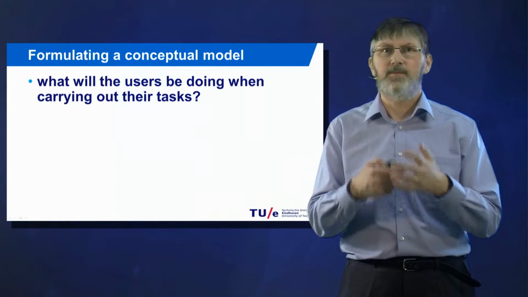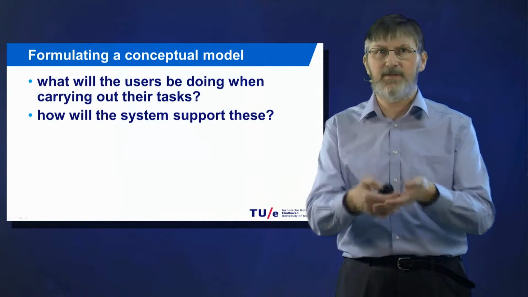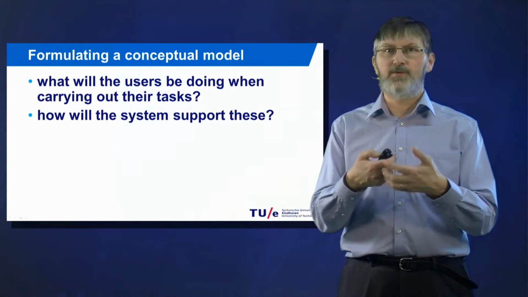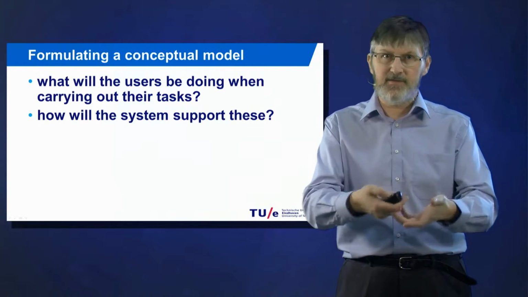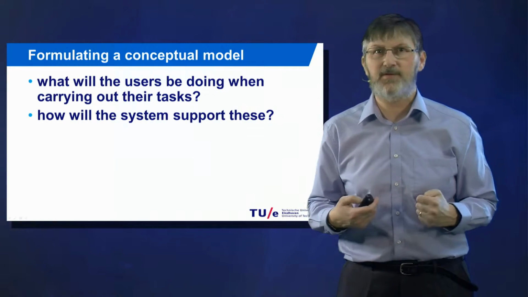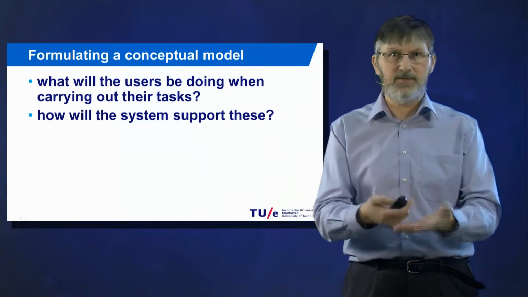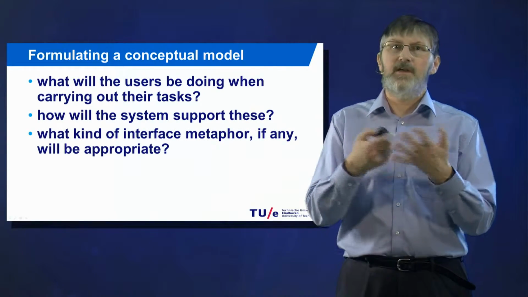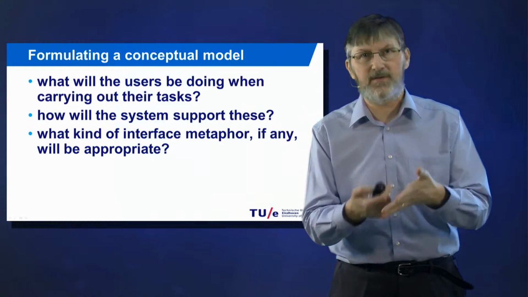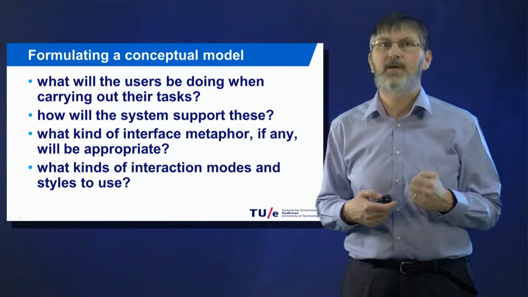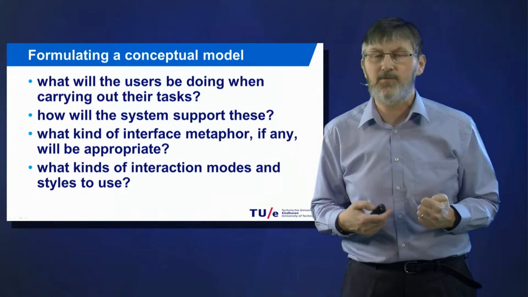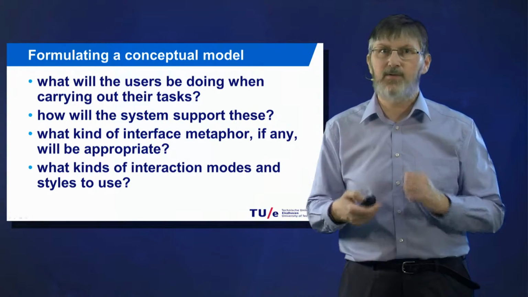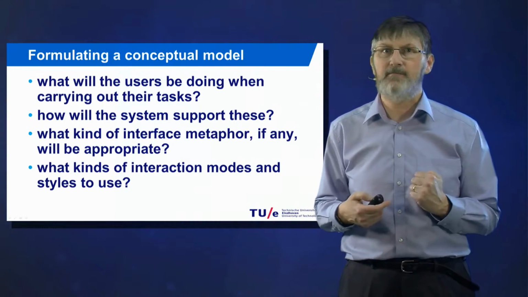What will the users be doing when they carry out their tasks with the interface? How will the system support what they are doing? We should emphasize that the system should offer choices where the users have to make choices, and where carrying out the task is self-explanatory, the system can automate them. Which interface style are we going to use? Which interface metaphors will we use? What kinds of interaction modes? Where are we going to use menus, show forms, or where do we use direct manipulation?